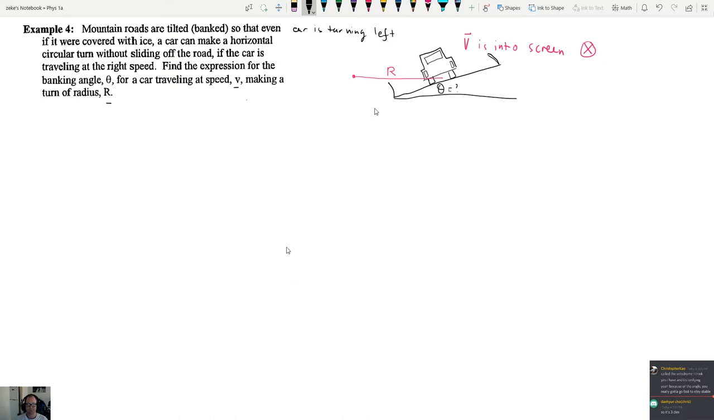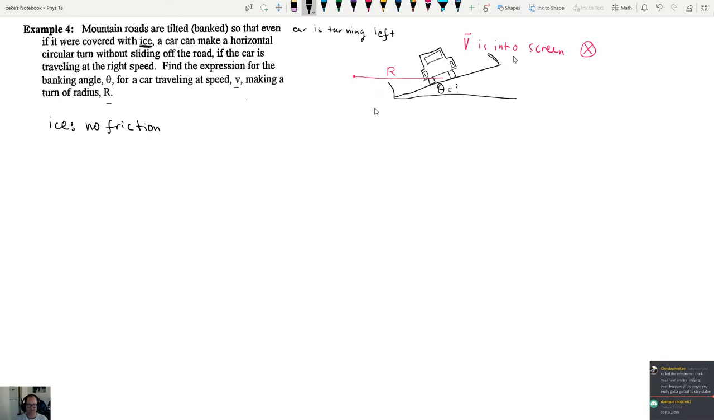So basically, we want to relate the velocity to the radius to the angle. That's what we want to do. Now, it's covered with ice. Ice means there is no friction, or at least very little friction. We'll just say it means no friction.